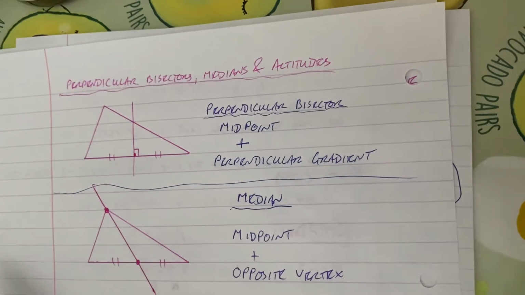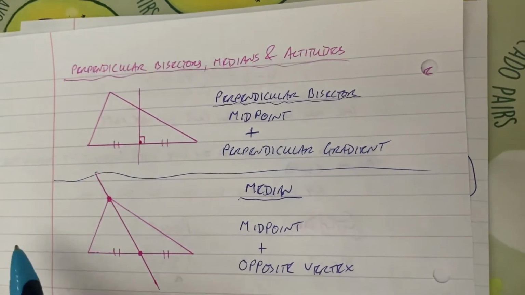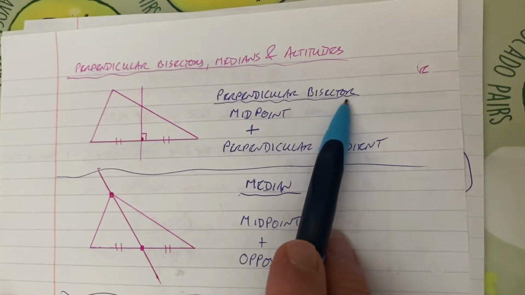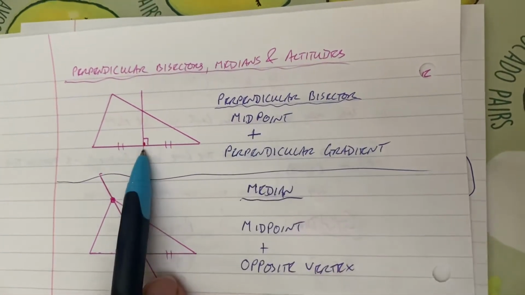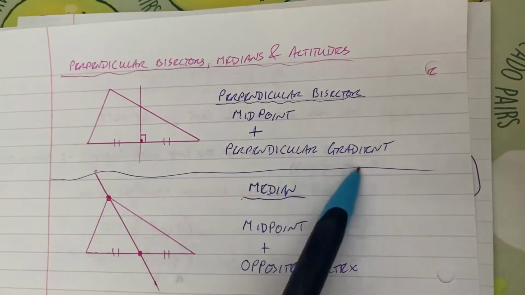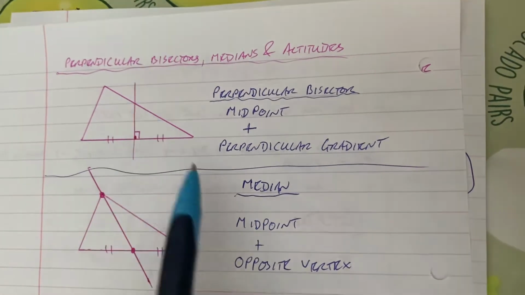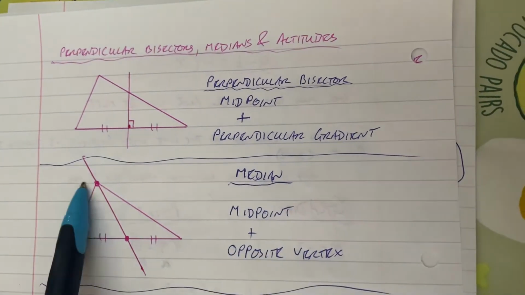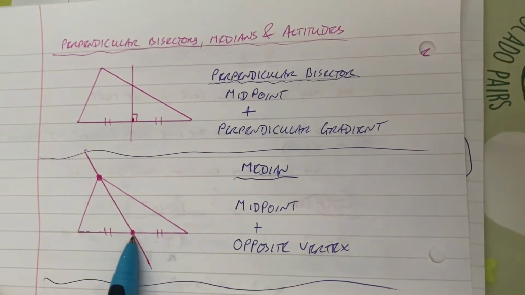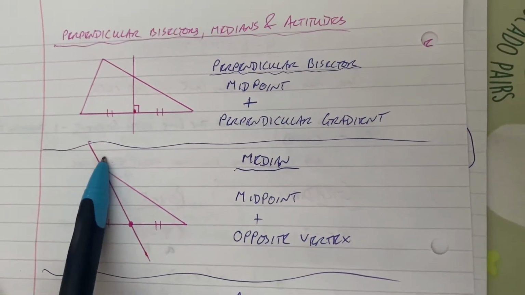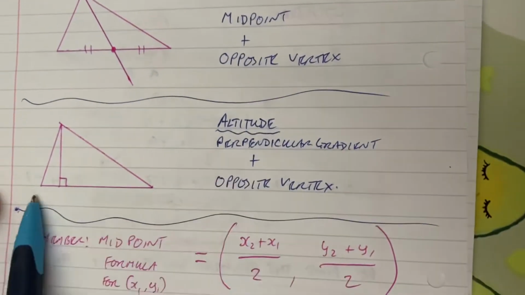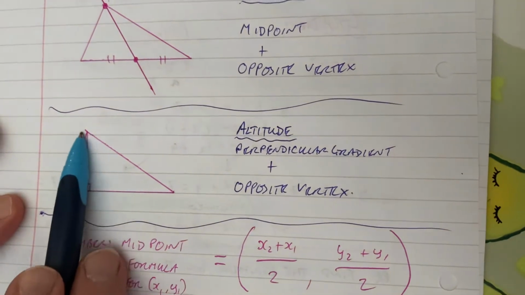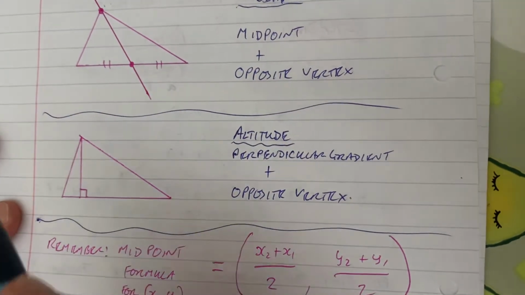Okay, we're looking at perpendicular bisectors, medians and altitudes. Taking the first one, a perpendicular bisector, we need the midpoint and the perpendicular gradient. For the median, we need the midpoint and the opposite vertex. And for the altitude, we need the perpendicular gradient and the opposite vertex.